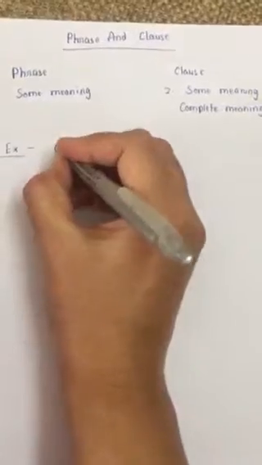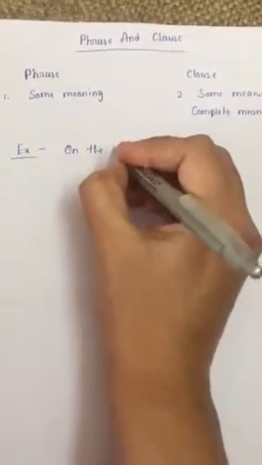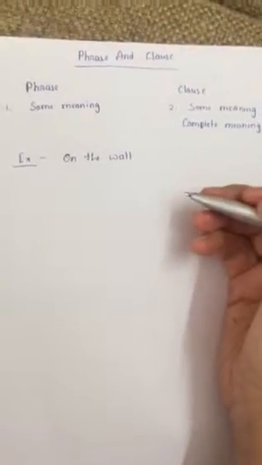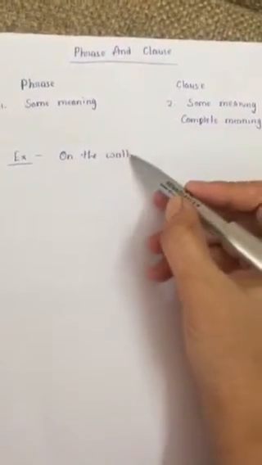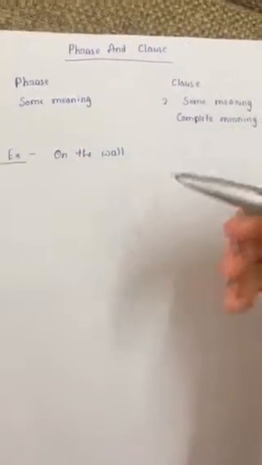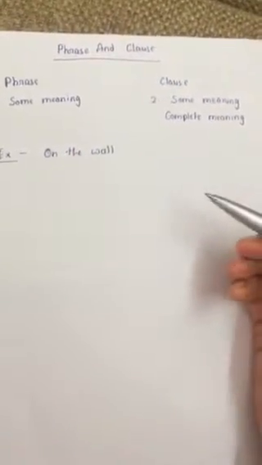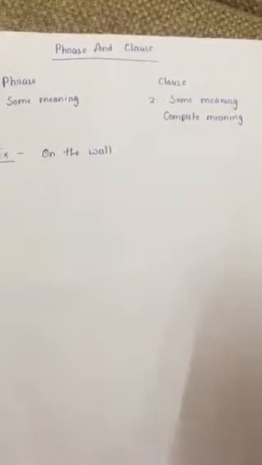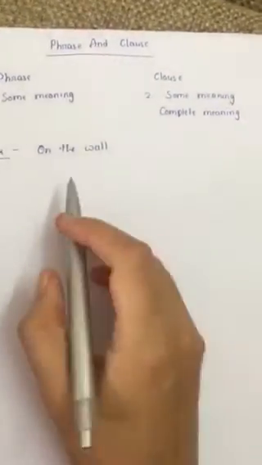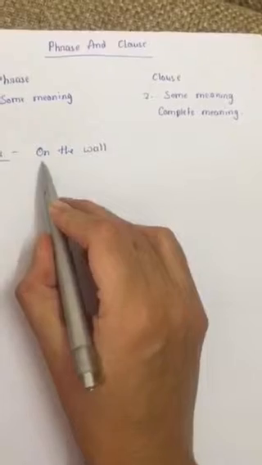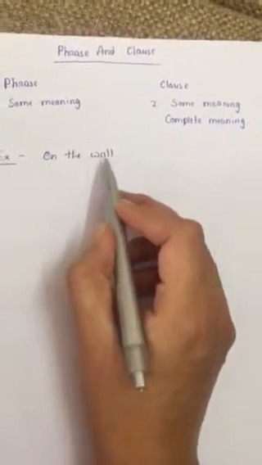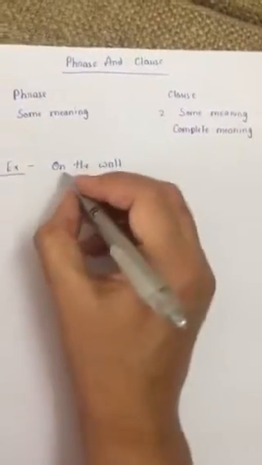What if I write "on the wall"? These are three words, on the wall. Do you get any meaning? Yes, you get some meaning, but you don't get complete meaning. This is incomplete. On the wall. What is on the wall? Who is on the wall? There can be anything. There can be some person on the wall. There can be a picture on the wall. So, because these three words are not giving you complete meaning, but give you some meaning, they are called a phrase.